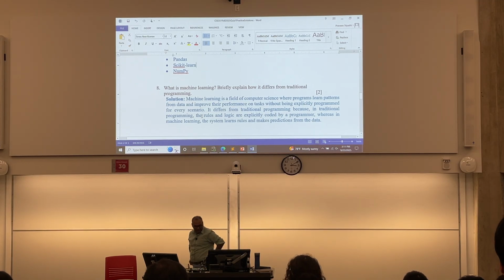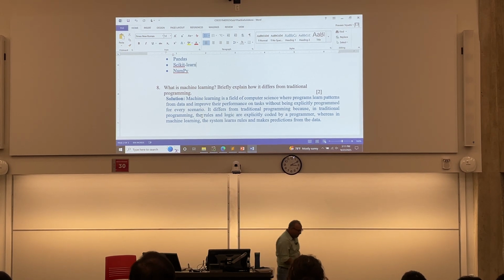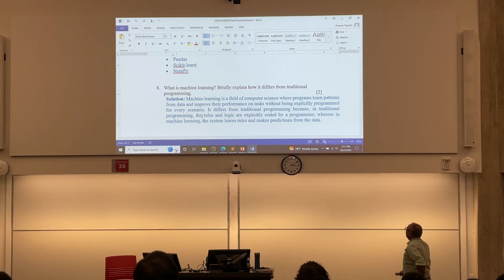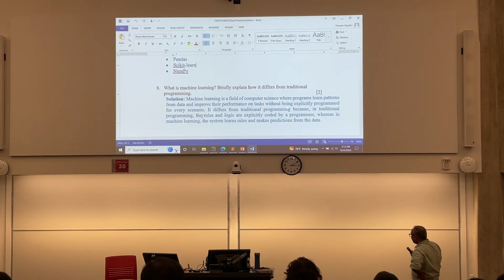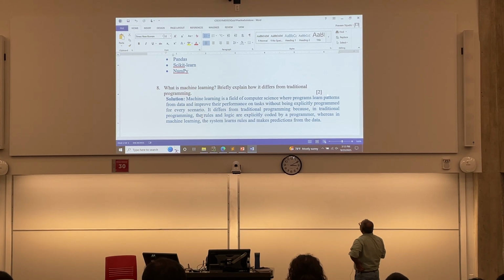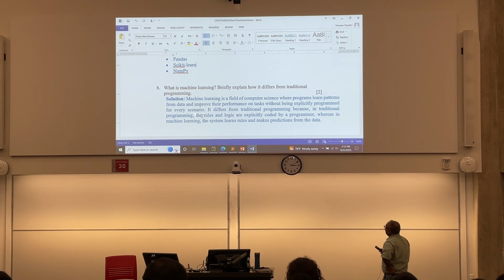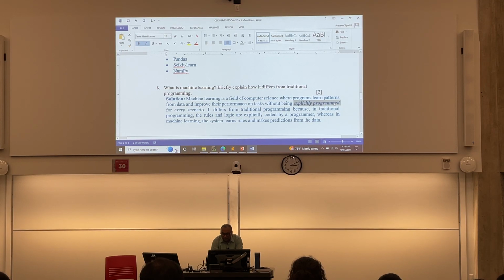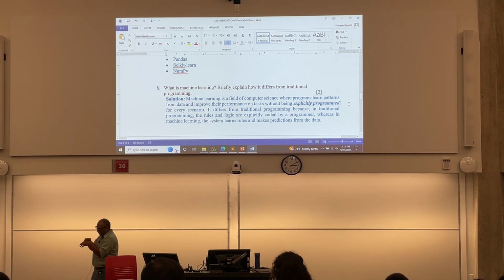What is machine learning? Explain how it is different from traditional programming. So let's see what we have. Again, a different definition of machine learning. It says machine learning is a field of computer science where programs learn patterns from the data and improve their performance on the task without being explicitly programmed. This is interesting: without being explicitly programmed, the program learns from the data.